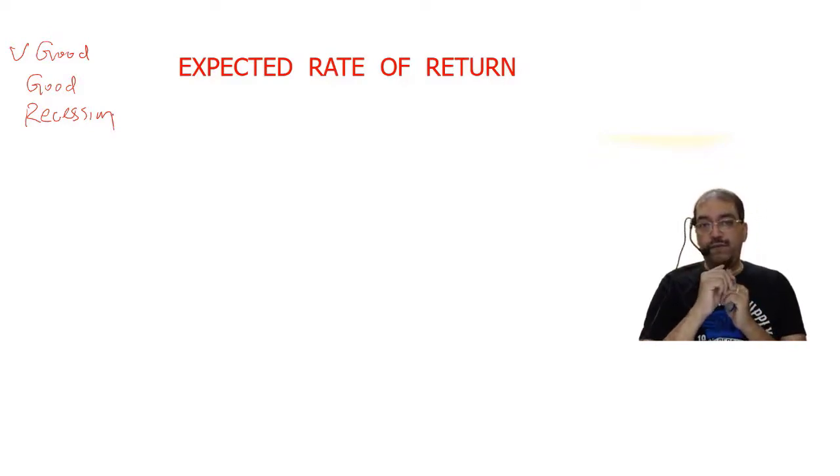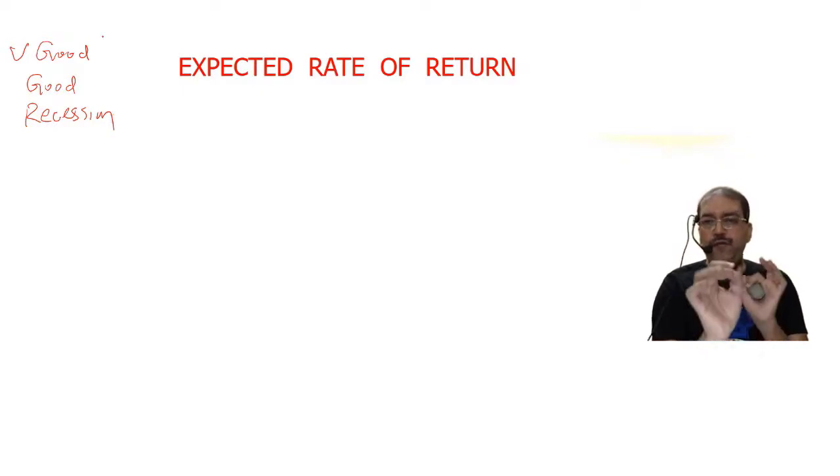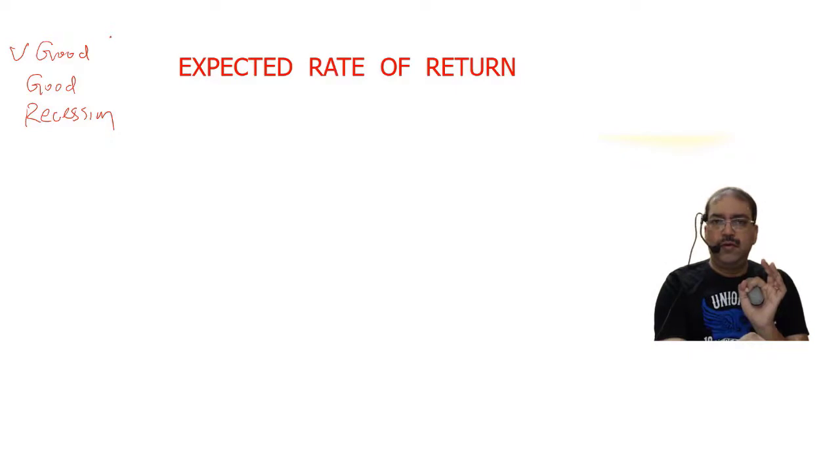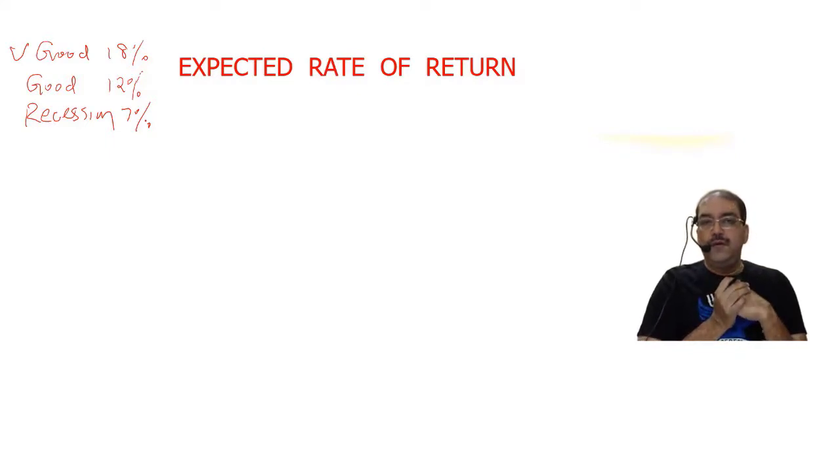Three economic scenarios. Very good, if the economy is doing very good, GDP is having a very high growth rate, then I'm expecting a return of 18% on my investment. If it is normal, nothing great, then I'm expecting something around 12%. And if there is a recession, I'm expecting something around 7%. You say, sir, what is the expected return? I want one figure, sir. You are giving me three figures. I tell you, yes, because there are three different scenarios that may take place.